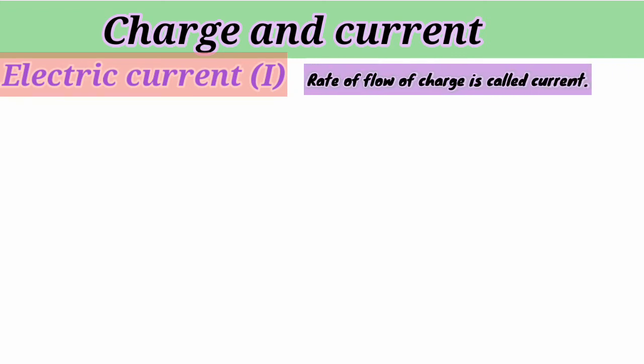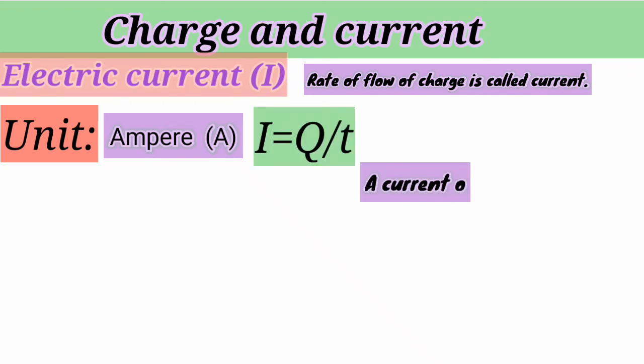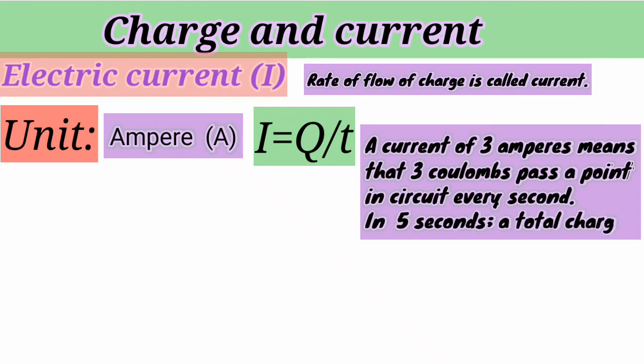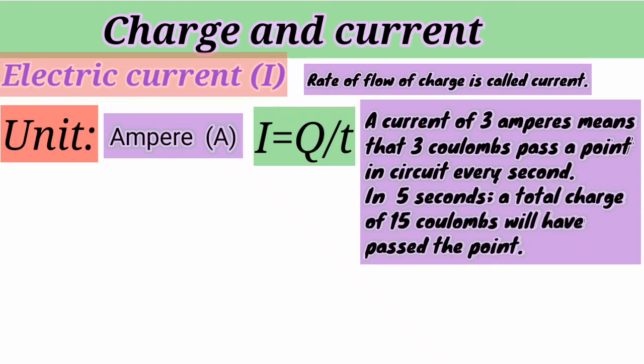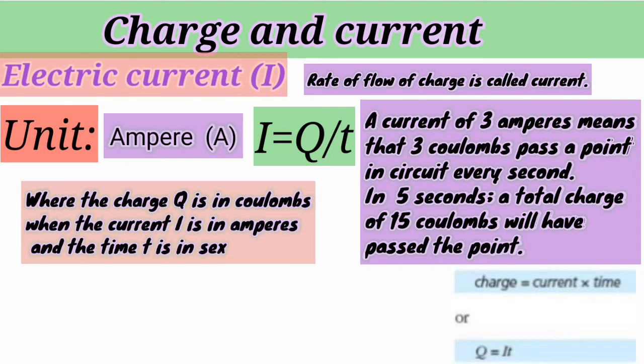Electric current is an SI base quantity. The SI base unit of current is the ampere, or amp for short, with symbol capital A. The SI units of all other electrical quantities are derived from the SI base units. For example, a current of 3 amperes means that 3 coulombs pass a point in a circuit every second. In 5 seconds, a total charge of 15 coulombs will pass the point.